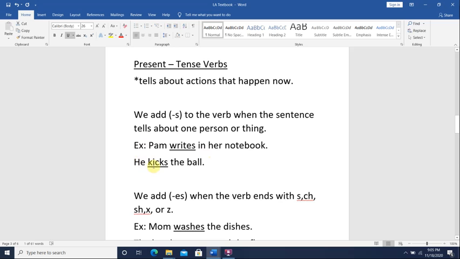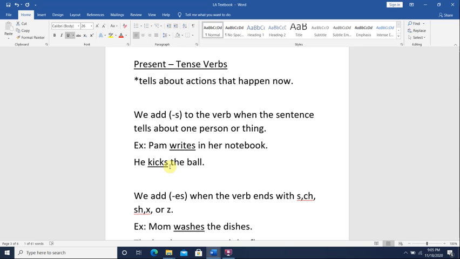He kicks the ball. He refers to a boy or a man. So that's also one person. Kicks is the action or the verb, and we add an S to it to show that he is doing it now, that he is kicking the ball now.